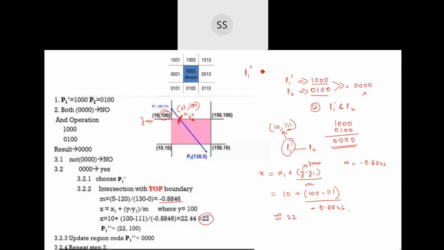So this is my P1 double dash. What is my P1 double dash? It is equal to 22 comma 100. I got 22 comma 100. This is the intersection point. After finding the intersection point, what do you have to find? You have to find the region code. It is lying on the boundary of my window, so the region code value will become all zeros. Now the region code of P1 double dash has become all zeros. That is what I have shown here. Now we have to repeat the same step again.